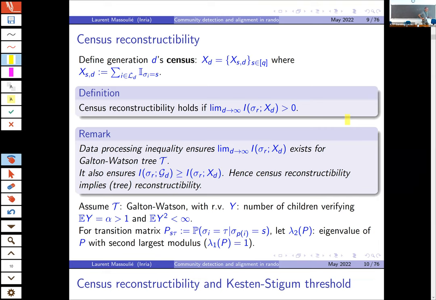And for that, we'll assume that the tree is a Galton-Watson branching tree, and we will make two assumptions on that tree. We'll assume the average number of children is some constant alpha, strictly larger than one, so there's a non-zero probability that it survives, and if it survives, it tends to grow exponentially fast with the generation. And we'll assume as well that there's a finite second moment for this number of children.